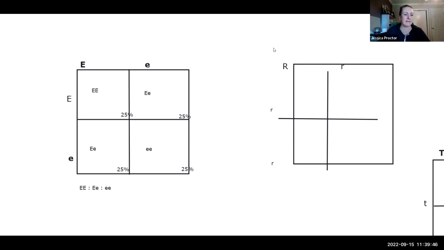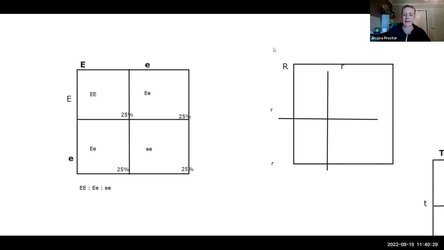Out of those four little boxes, how many homozygous dominants do we have? Just one, right? I'll do the first one for you. We just have one homozygous dominant there. How many heterozygotes do we have? We have 1, 2 heterozygotes, so we're going to write a 2. And how many homozygous recessives do we have? Just one. So our genotypic ratio is 1 to 2 to 1.